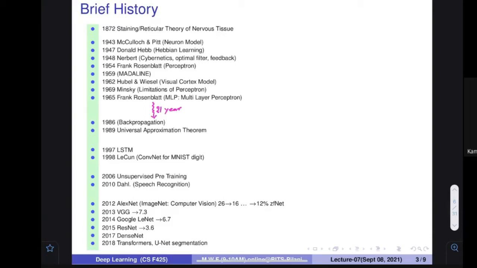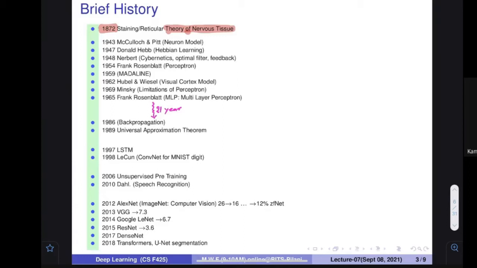So let us try to understand how people actually started working in this particular area, the neural network based perspective, where people are using neurons. It was long back when people started talking about it. Around 1872, people gave the theory that in our brain there are some connections, and there is a tree-like structure. Earlier people did not know what was there in the brain.